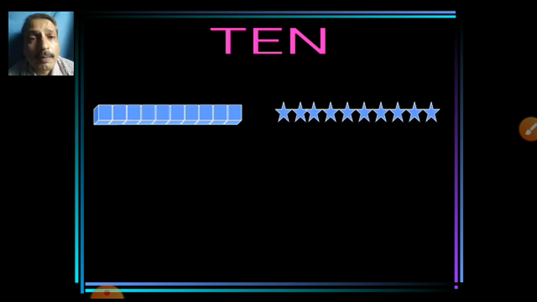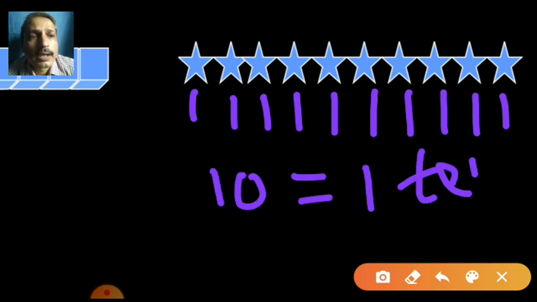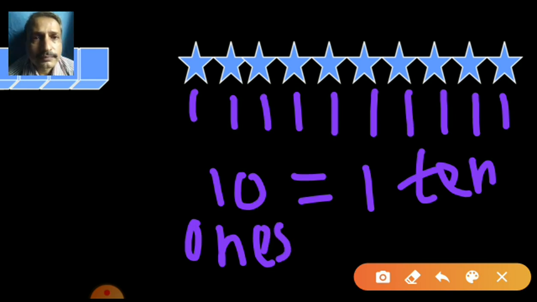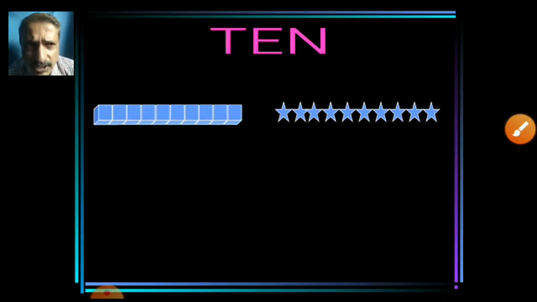Stars. How many stars are here, students? Can you see and count it? Yes, let's count. 1, 2, 3, 4, 5, 6, 7, 8, 9, 10. 10 stars make 10. 10 ones make 10. Is it? You already studied this one. Very nice. You remember the things. Mathematics is a continuous subject. You should remember the things.